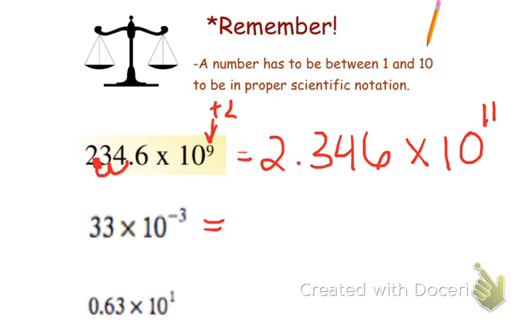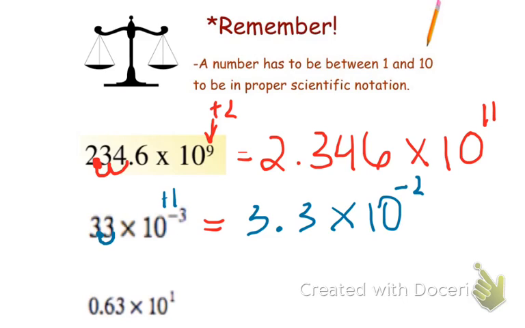33 times 10 to the negative third. If we moved our decimal one place to the left, we would have a number that is between 1 and 10. 3.3 times 10. So since we've moved 1 to the left, we must add 1 to our exponent. Negative 3 plus 1 gives us a negative 2. They're still the same number. They're equivalent.